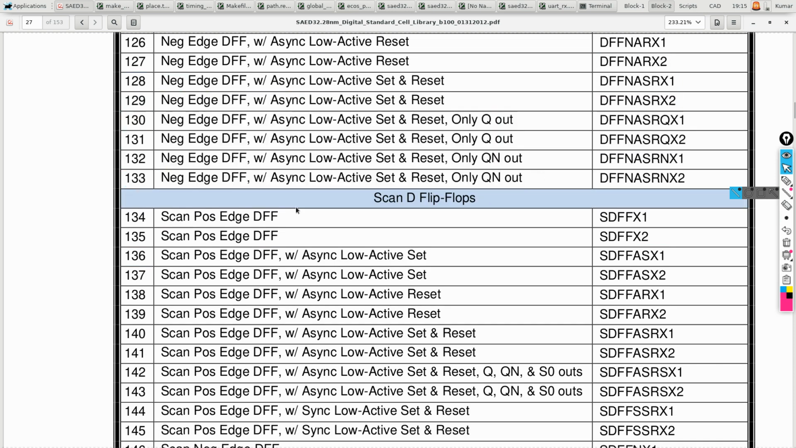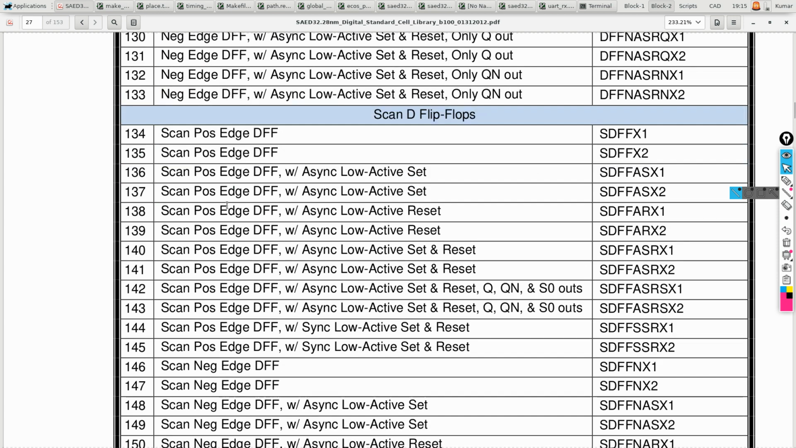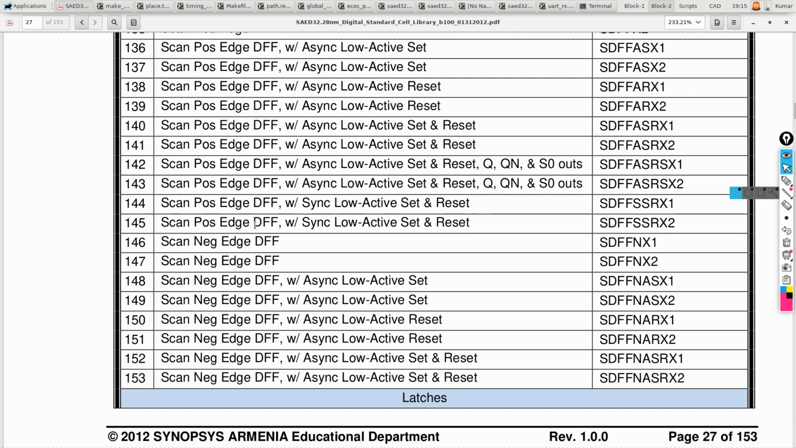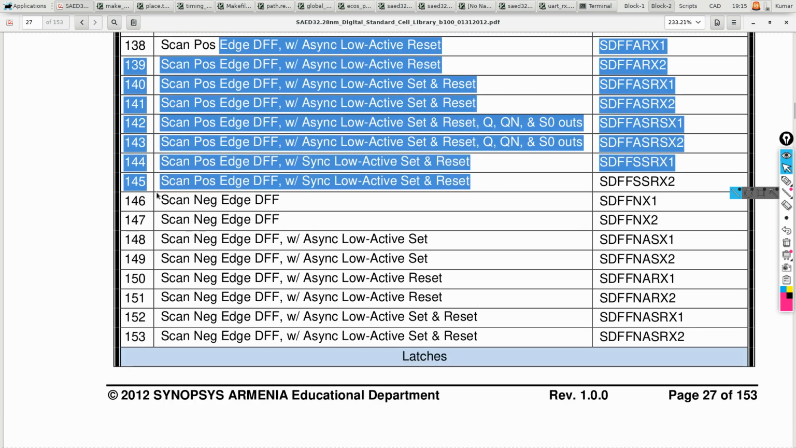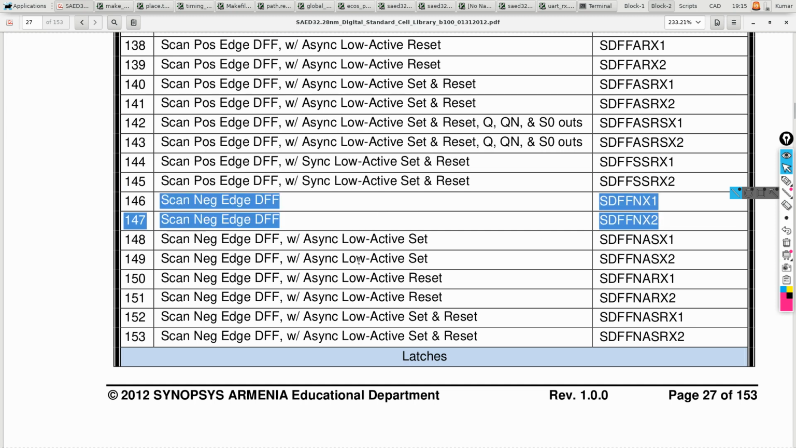Now look here, scan D flip flops. These are cases where your regular registers would be treated as scan as well. So this is basically a wrapper. When you learn about scannable flops, you will get to know more of it. So same, scan passage and scan negate, everything.